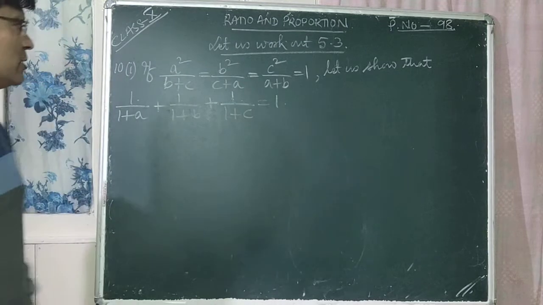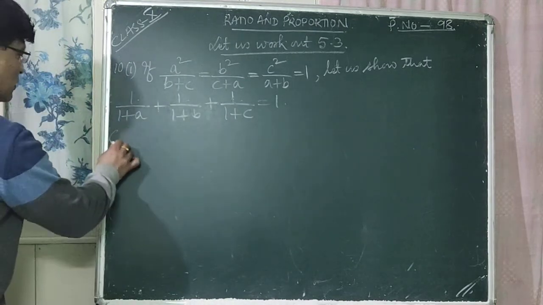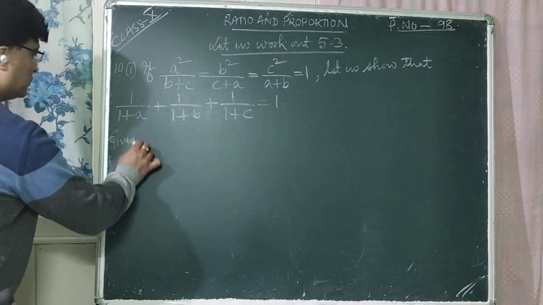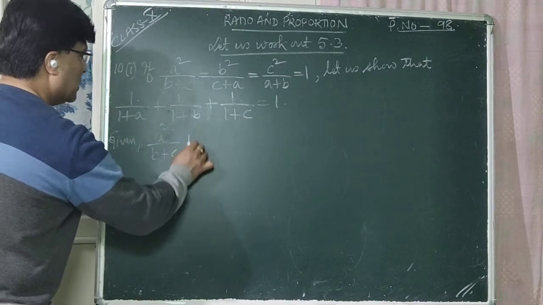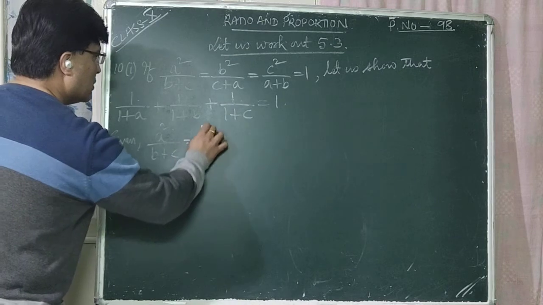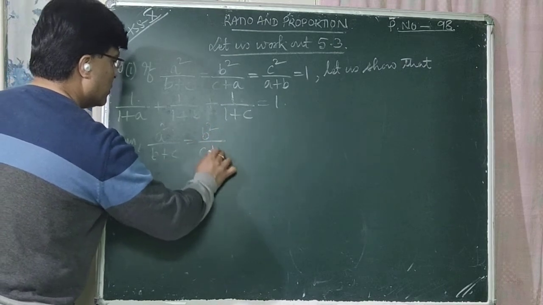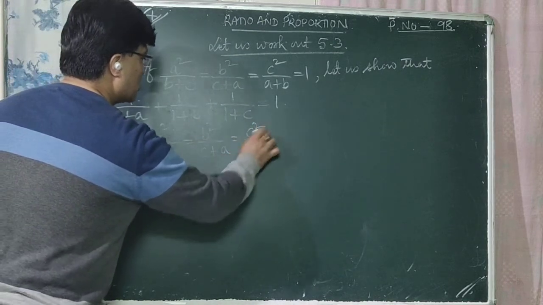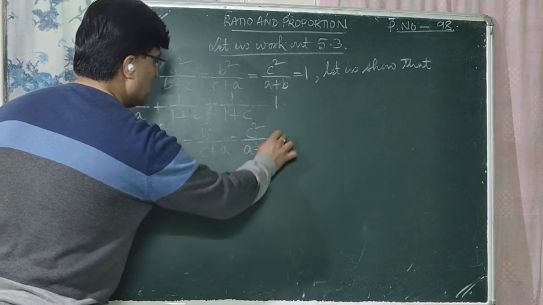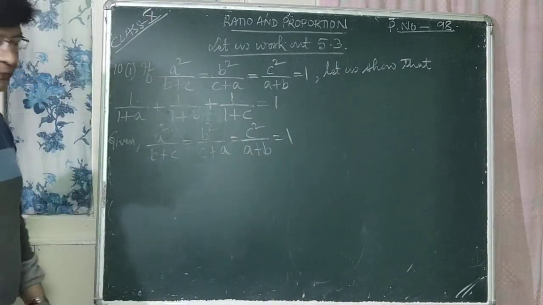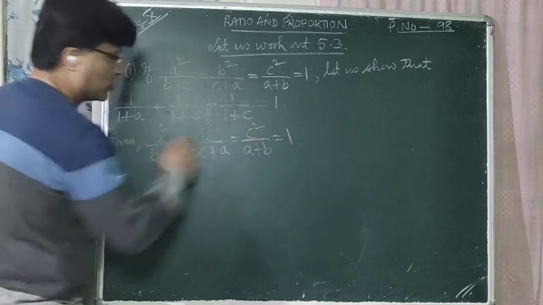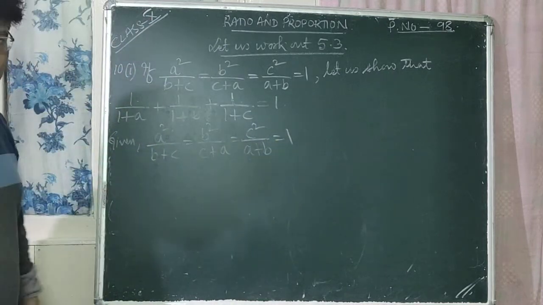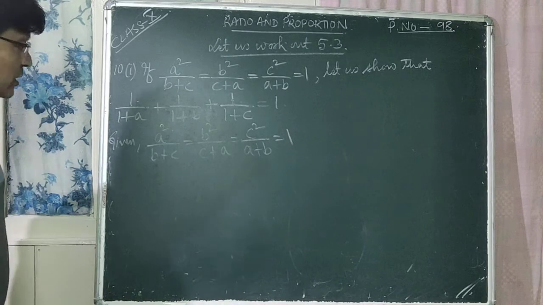Let us write down the given part here. What is given here now? Given is a square upon b plus c is equal to b square upon c plus a is equal to c square upon a plus b is equal to 1. That means first is equal to second is equal to third is equal to fourth, that is the last one, 1.